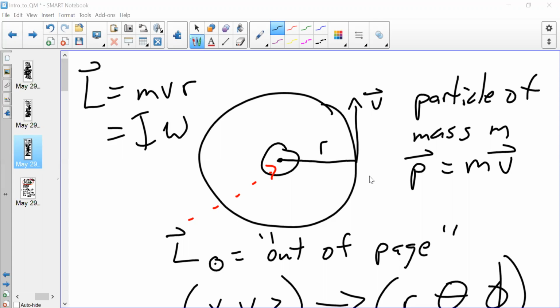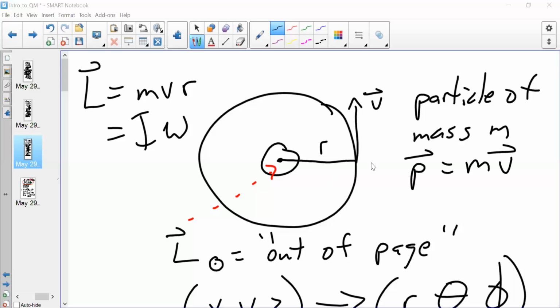Say we have a bird's eye view here of a particle spinning around a circle of radius r. We understand that angular momentum is equal to mv times r, which is also equal to I omega, where omega is the angular velocity. So this particle spinning around has linear momentum of mv. In this scenario, angular momentum is a cross product of the radius and the linear momentum.